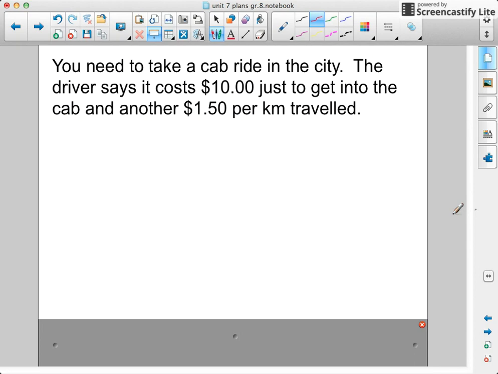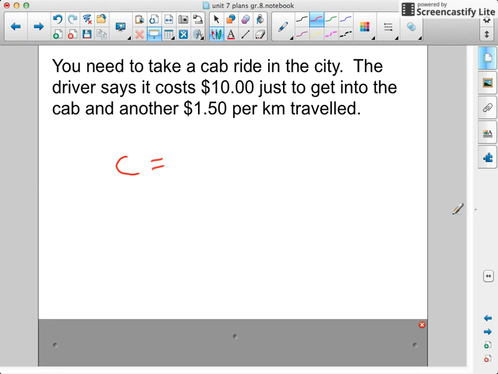Let's say you need to take a cab ride in the city. The driver says it costs $10 just to get in and another $1.50 per kilometer traveled. So what you're going to be finding is what is my total cost. So let's say cost is C. You can make up different letters for that, but I like to relate it to what it actually is in the situation. So cost would equal... Now it's going to depend on how many kilometers I travel, right?